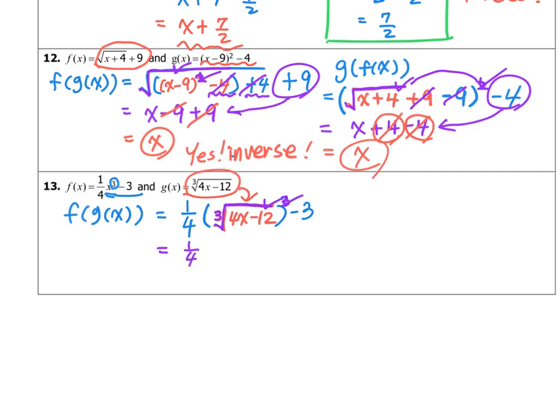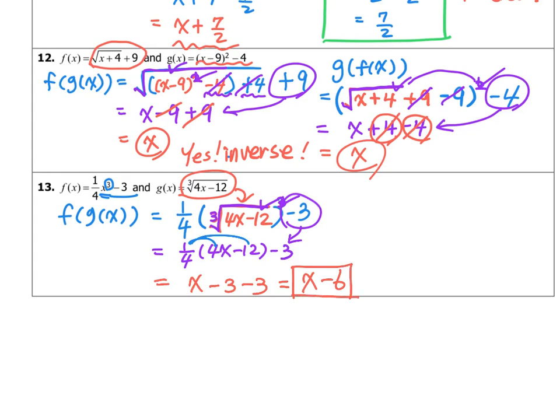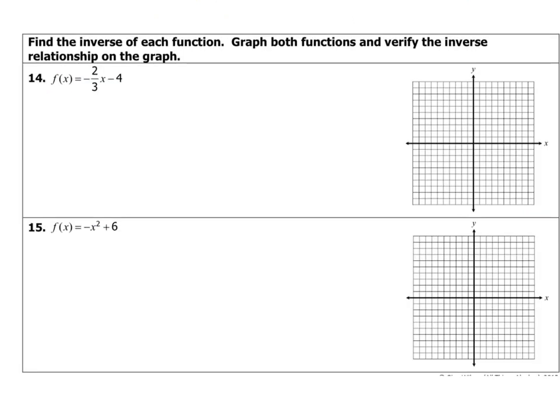So eventually we will have 1/4 of 4x minus 12 and bring the negative 3. So minus 3 goes there. And distribute them and simplify. You will have x minus 3 and minus 3. So x minus 6 does not come out as x itself. So we don't even need to check g of f of x, right? So not inverses. Number 14 and 15, find the inverses of each function and graph both functions.